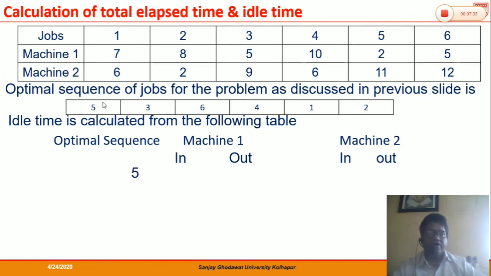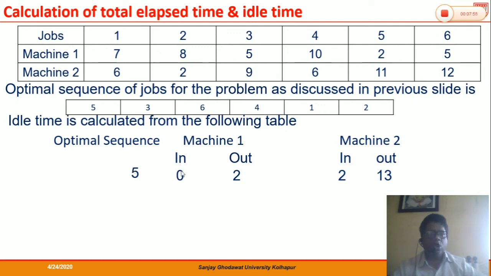So look here, first job number 5 is kept first in sequence. It requires 2 units on machine 1 and 11 units on machine 2. So we will find we have scheduled first 0 to 2 on machine 1 and 2 to 13 on machine 2 because it takes 11 units.